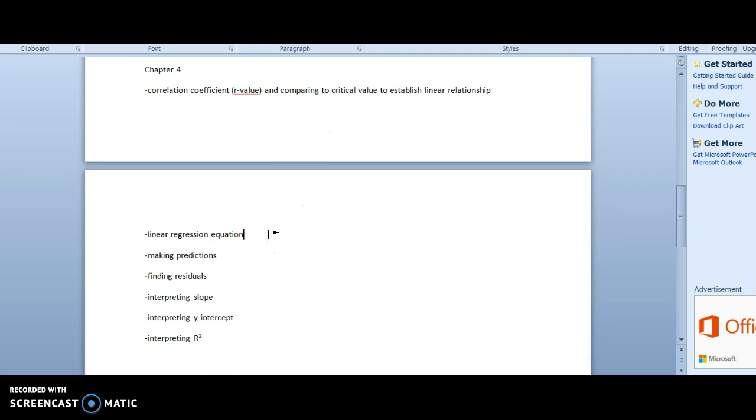For the linear regression equation, use StatCrunch to produce that, then make predictions, either interpolations or extrapolations, and use predictions to then compare to the actual values to find residuals. And then for these last 3 points for chapter 4, you can expect to have to write some sentences. So write a sentence interpreting slope.